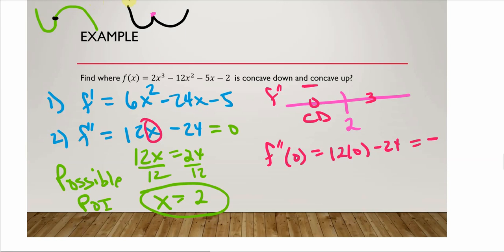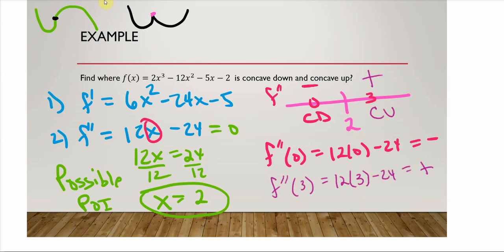So now what I'm going to do is I'm going to try to find f double prime of 3. It didn't matter what value I picked, it's always going to be the same. 12 times 3 minus 24. So 3 times 12 is 36. 36 minus 24 is going to be positive. So it's positive, it is concave up.